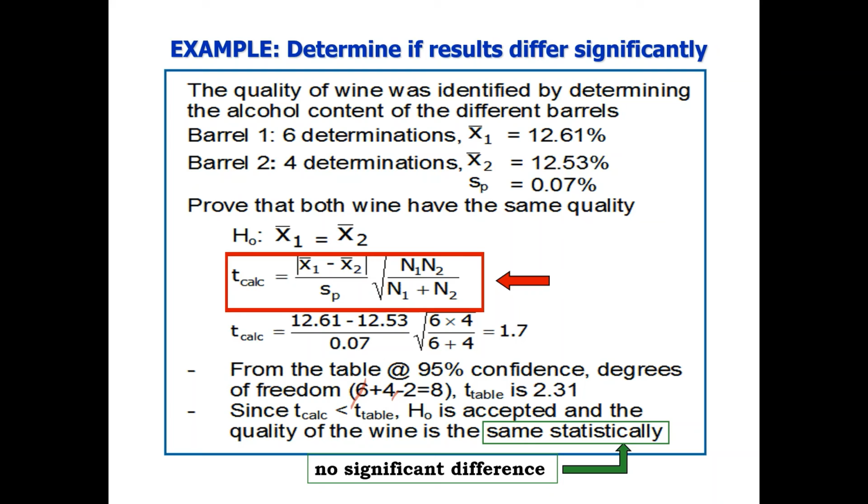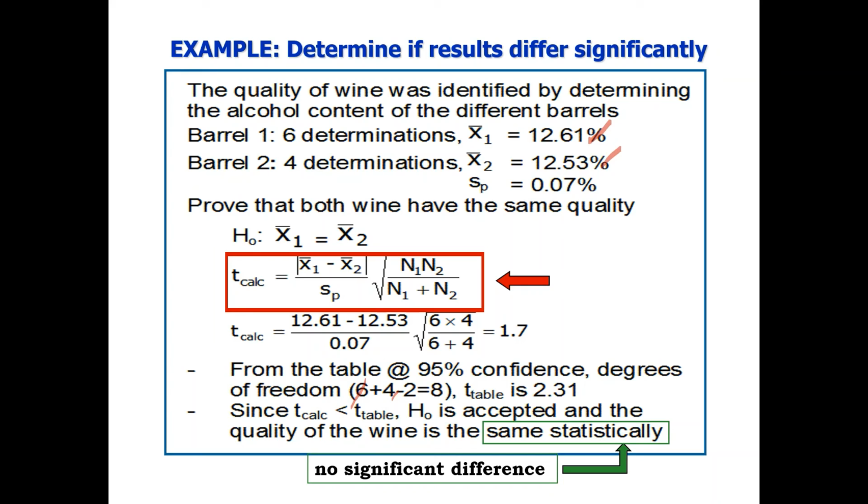T calculate is 1.7. So since T calculate is less than T table, what can we say? There is no significant difference between the quality. Okay, is there any difference between the quality? Yes, 12.61, 12.53. But is the difference significant? Based on statistics, there is no significant difference.